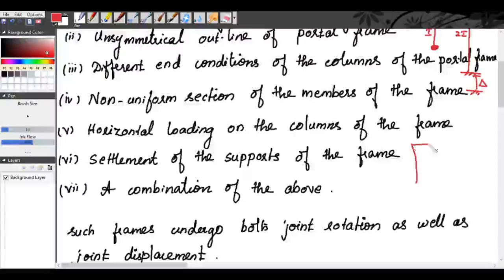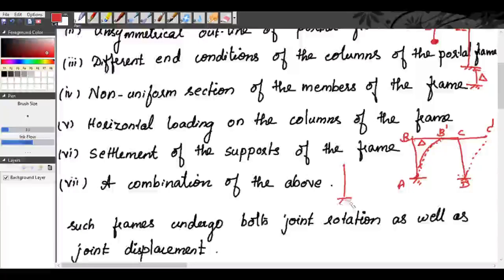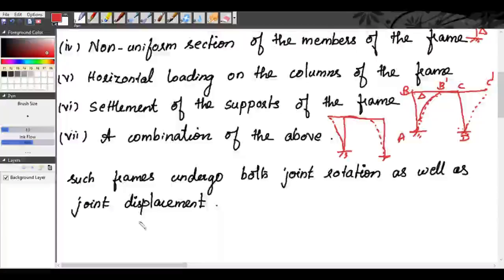So how will the side sway occur? If this is the column, your frame will sway like this. The beam BC of the frame ABCD will be shifted to B'C', but the columns AB and CD will be deflecting. BC has no change, it is just getting shifted, but the columns change their dimensions, and as a result there is sway. It can sway in the other direction also, depending on our conditions for side sway. Such frames undergo both joint rotation as well as joint displacement.